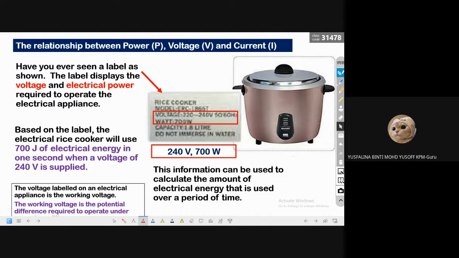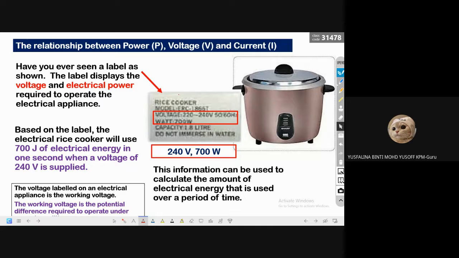Okay, so the relationship between P, V, and I. Have you ever seen a label as shown? If you buy an electrical appliance, you can see there's a label that shows how much voltage it needs and how much power it needs. But every country has its own voltage. So let's say in Japan, right?